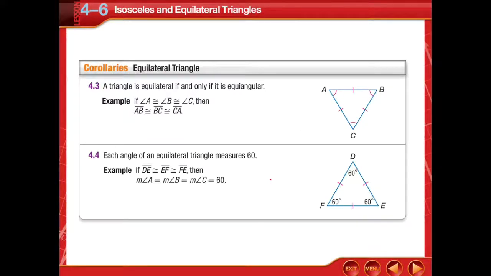Additionally, I know that each angle of an equilateral triangle measures 60 degrees. So if I know that the sides are congruent, I know that the angles are congruent, which means that they must be 60 degrees because 180 divided by 3 is 60. These corollaries are actually converses of each other.